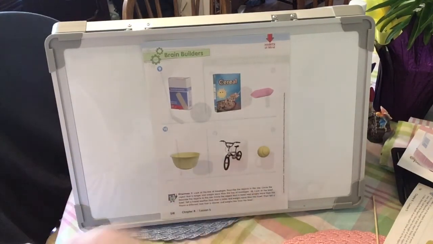And then the bowl, the same thing. Take a look at the bowl. Describe the objects in the row. Circle the object that is taller and weighs more than the bowl. Okay?